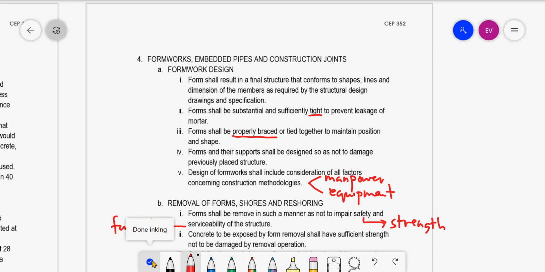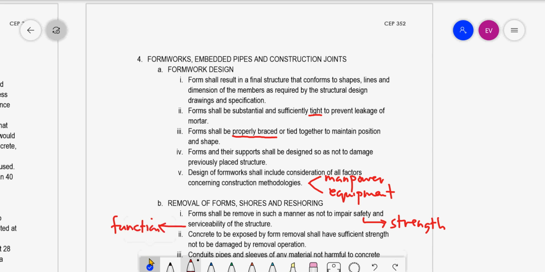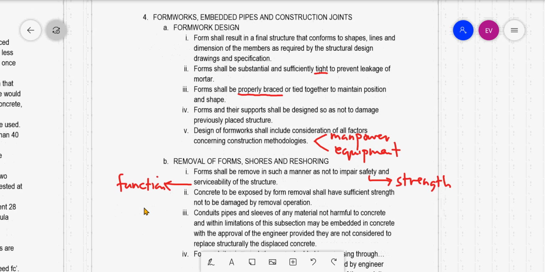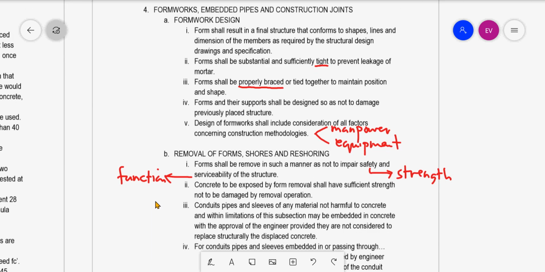Concrete to be exposed by form removal shall have sufficient strength not to be damaged by the removal operation. So we have to make sure that the newly placed concrete is strong enough to resist the forces brought about by the removal process.